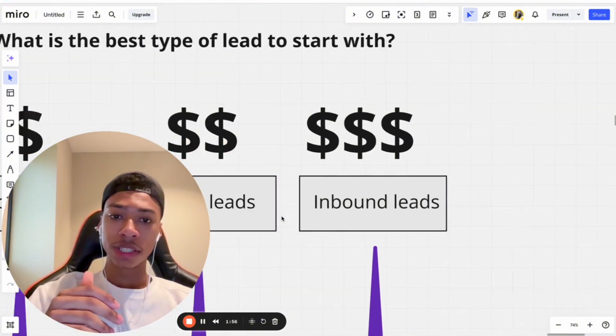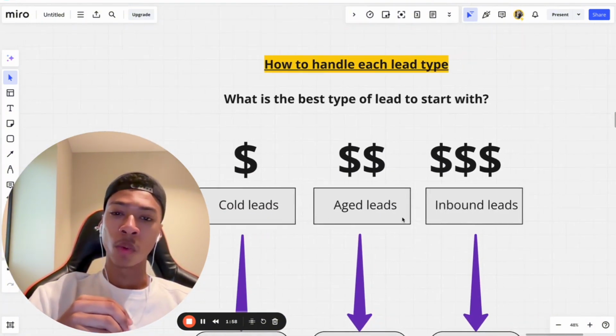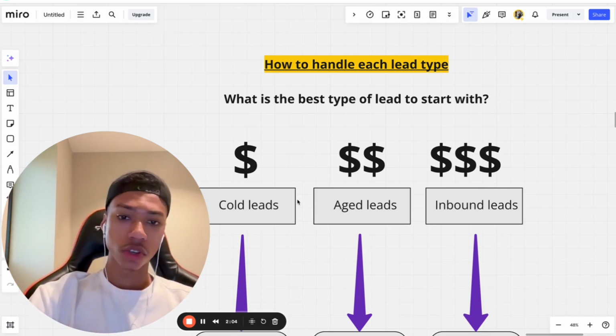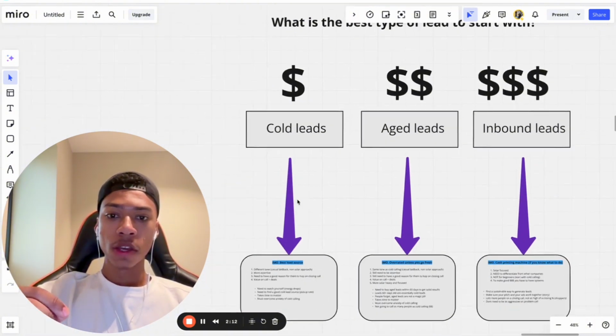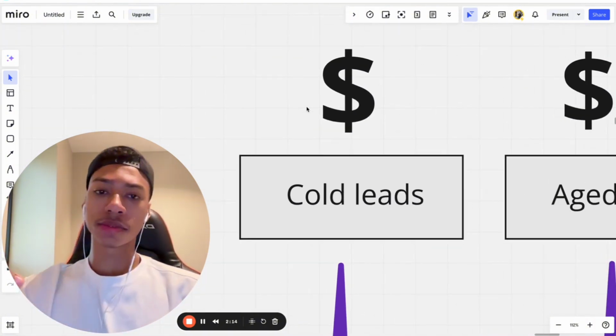So I can honestly say that I've dealt and dabbled in all of these leads almost to the fullest extent. So I can give you guys the ins and outs, and I can tell you what's good, what's not, how you're supposed to approach these leads, and how to maximize your results to make the most money possible with these leads. So let's start out with cold leads.